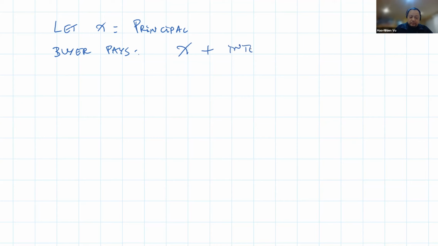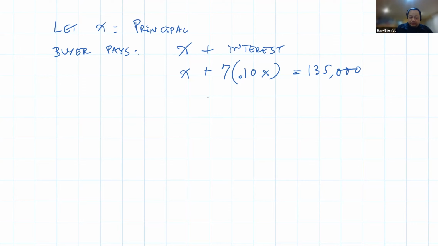Now let's do it with an equation. To have an equation, we need to define the variable, the unknown quantity, right? Let X be the principal. Then the buyer will pay the principal plus interest. And interest is 10% of X, so that's 0.10X. But simple interest over 7 years, so we just multiply by 7. And all this is supposed to be equal to 135,000.